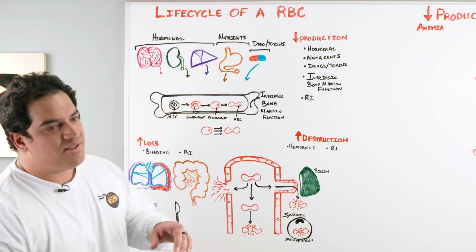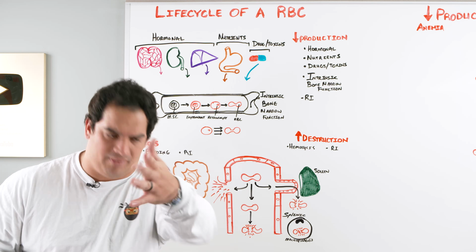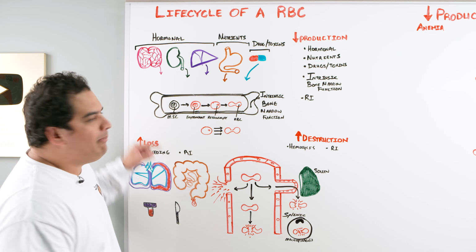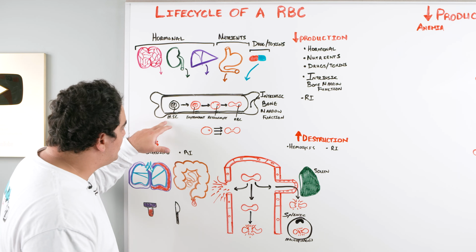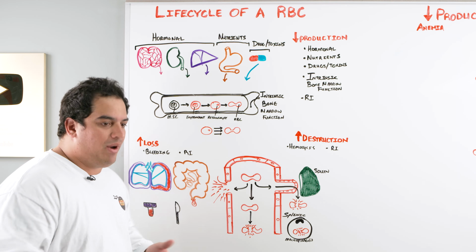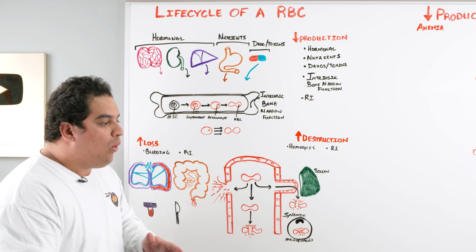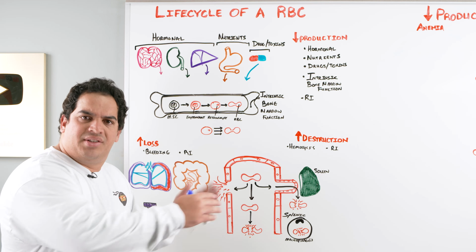When we talk about red blood cell production, it occurs where? In the red bone marrow. Yep, that's right. You got it. Now, in the red bone marrow, we start off with a cell called a myeloid stem cell. The myeloid stem cell can become a red blood cell, it can become a platelet, or it can become what's called a neutrophil, an eosinophil, or a basophil.